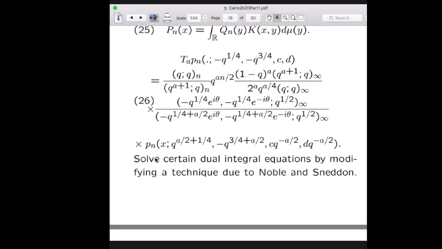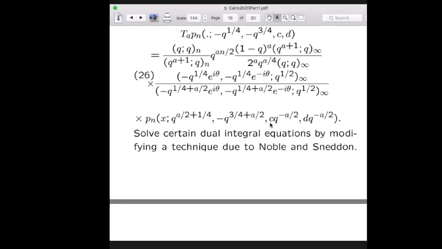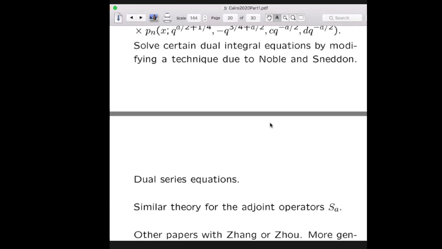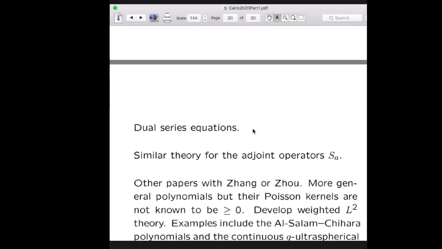And also you can use this to solve certain dual integral equations. We modified the technique that was used by Noble and Sneddon in the 1960s. See, they used fractional integrals. So we used these integrals that we introduced, and we can do the same thing. We can do similar things. There are also these dual series equations. Again, there is some similarity, and we can apply this to them.